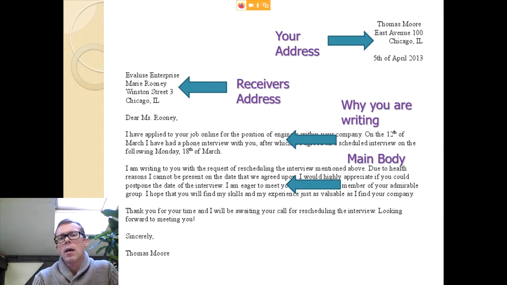Here, for example, the person wants to reschedule the interview because there's something else that is happening, but is trying to assure that the skills and the experience are still valid. So indicating that this Thomas More wants to actually get the job. And then you have the final paragraph. Speaking about the main body, it doesn't have to be one paragraph. It can be several paragraphs. It is all dependent on the number of words that you can write in that letter, so how many words that exam task lets you write.